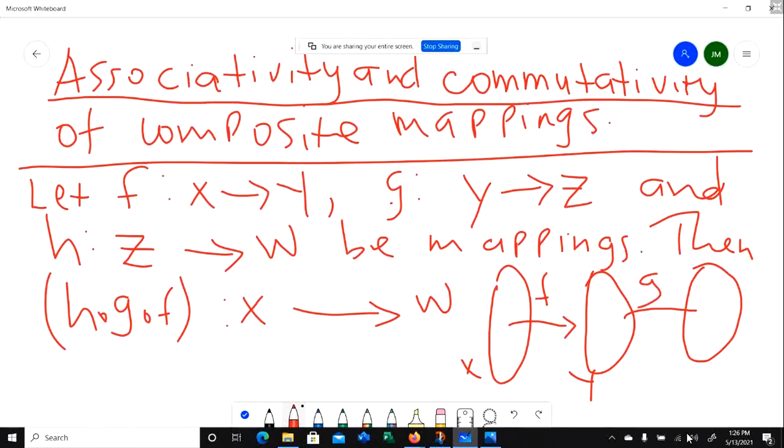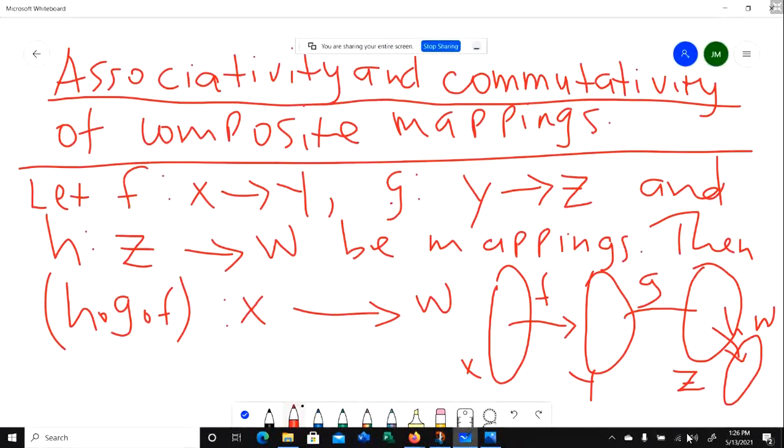This is G, and this is the set Z. And now we have another one. Let me squeeze it down there. We have W, whereby H is mapping from Z to W. So we have those three following like that. What we mean is that the composition of the three will map from X to W.